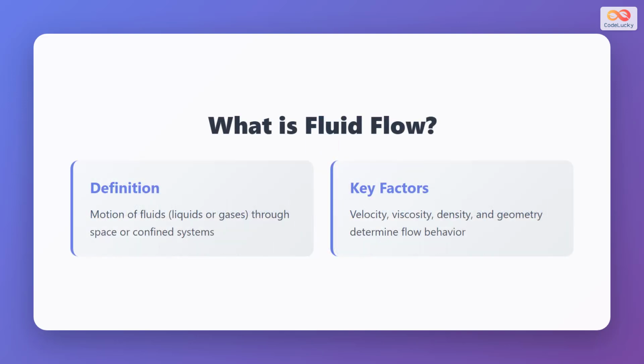Fluid flow refers to the motion of liquids or gases through space or within confined systems like pipes. The behavior of this flow is determined by several key factors: the velocity at which the fluid moves, its viscosity or thickness, its density, and the geometry of the system it flows through. These factors work together to create different patterns of flow.